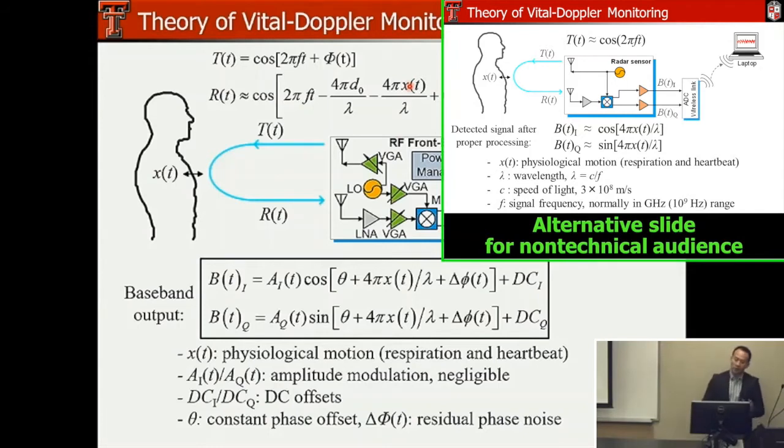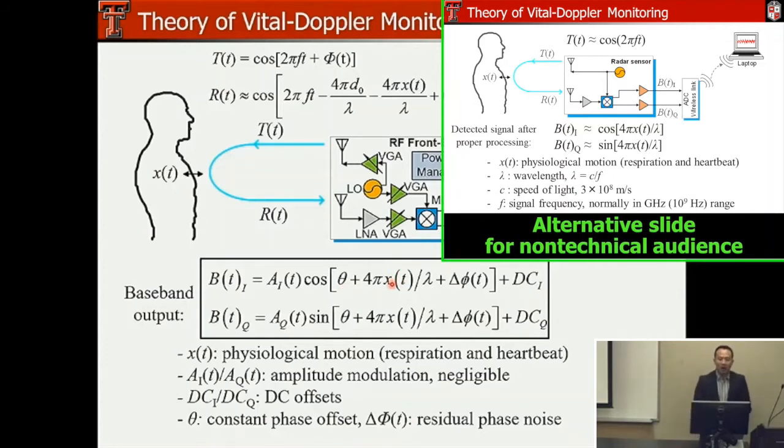On the receiver side, if we have a mixer to compare the transmitted signal with the received signal, we can cancel out the carrier frequency. If we have a quadrature system to produce quadrature I and Q output channels, then on your I and Q channels you are going to expect cosine and sine functions, and what is modulating these functions is really the motion x of t. If everything goes well, we can demodulate the signal with different algorithms, let's say arctangent signal demodulation or complex signal demodulation, to get information on the physiological motion.